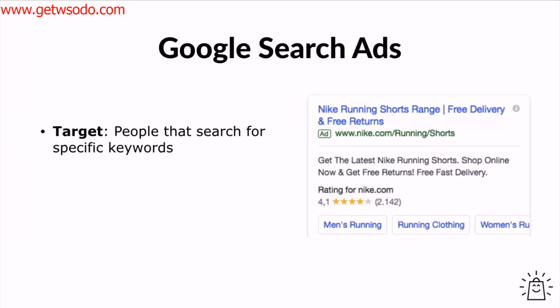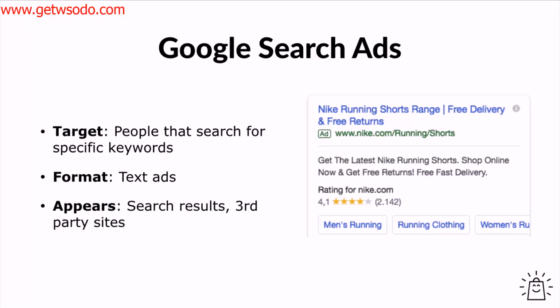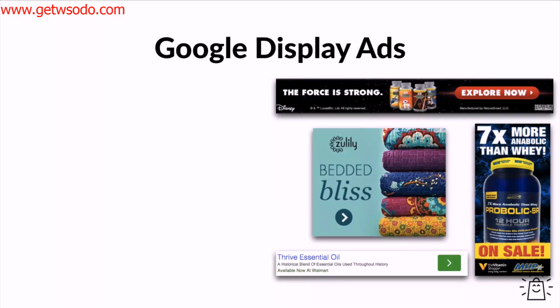Next are the Google search ads. And these are targeting the same people that are searching for specific keywords. They look different because they're just plain text ads. On the right, you can see an ad for running shorts. It's an ad by Nike, and it actually just talks about running shorts. Again, you can see them in search results or on third-party websites.